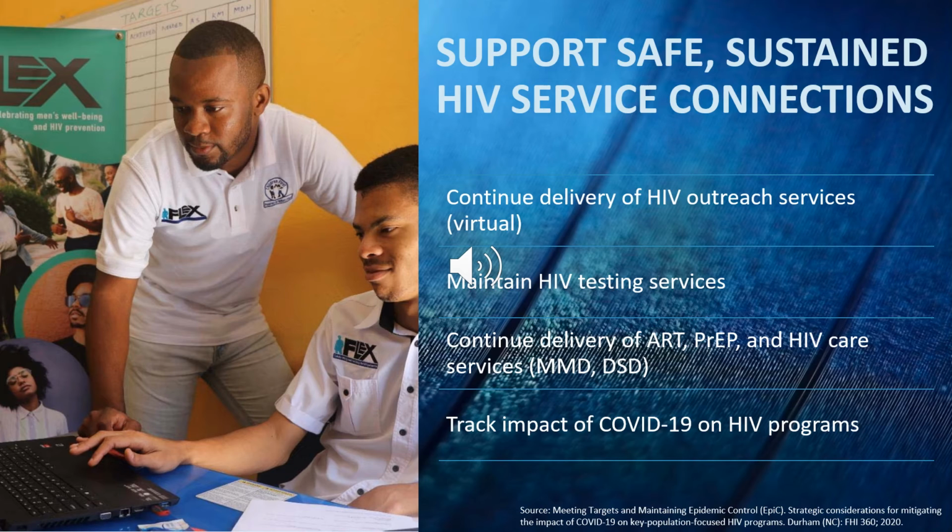Supporting safe, sustained HIV service connections includes continuing HIV outreach services, maintaining HIV testing services, maintaining antiretroviral therapy and pre-exposure prophylaxis, ART and PrEP, and tracking the impact of COVID-19 on HIV programs. Let's look at each of these activities in more detail.